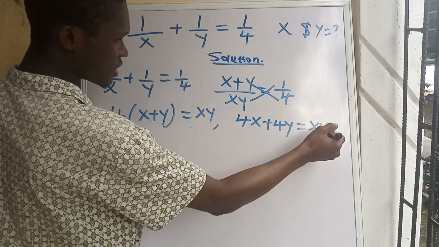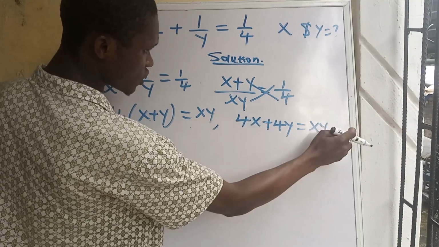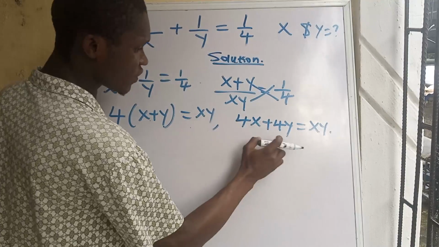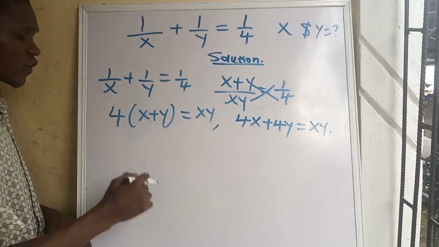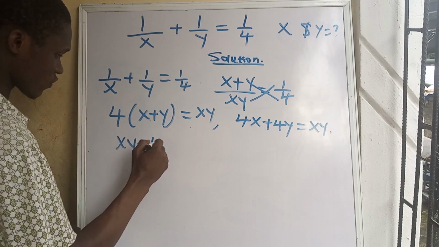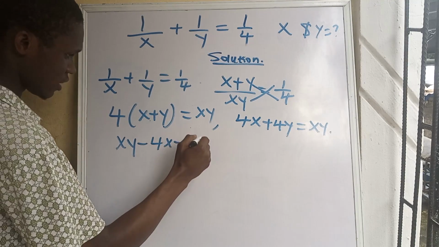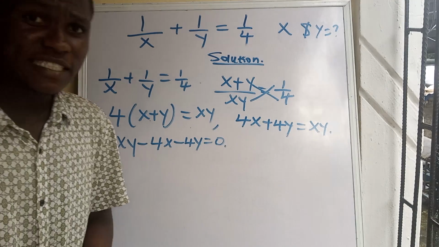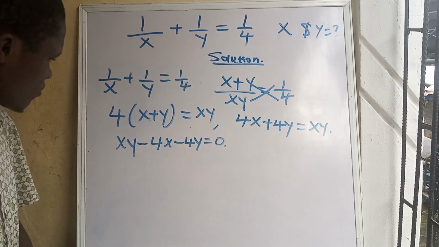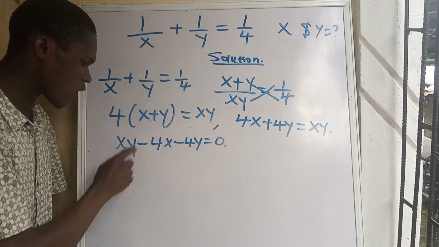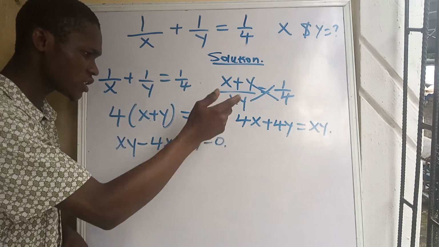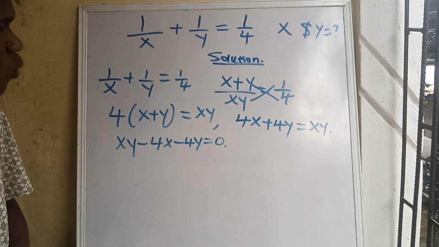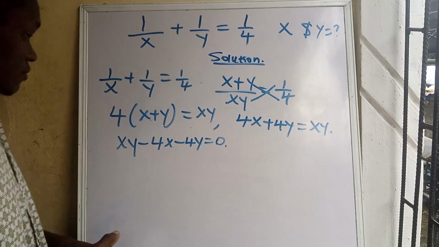I can simply bring the whole of this to the right-hand side of the equation. If I do that, I'm going to have xy minus 4x minus 4y is equal to 0. Now this thing is getting more interesting, because now we have xy minus 4x minus 4y is equal to 0. What then can we do from here?